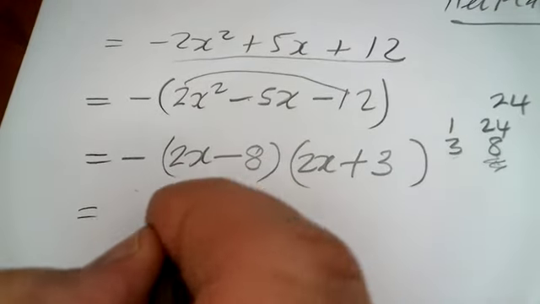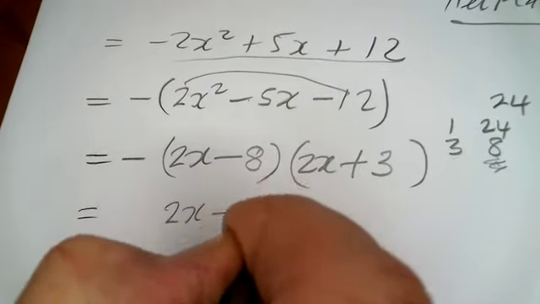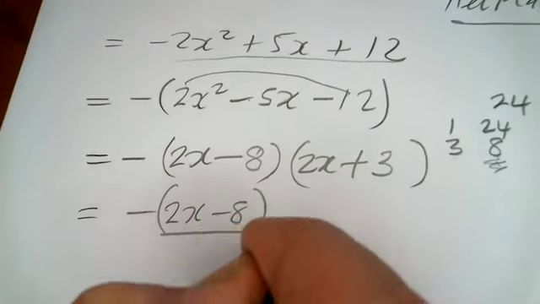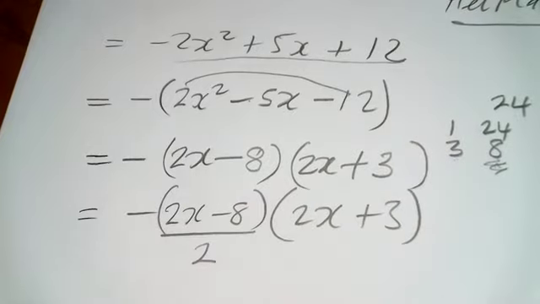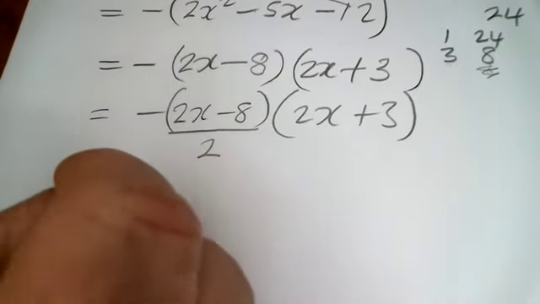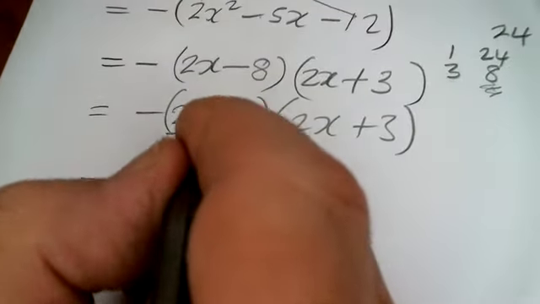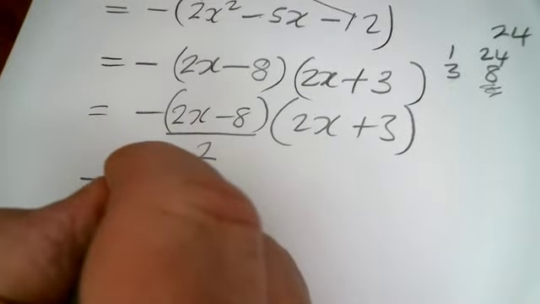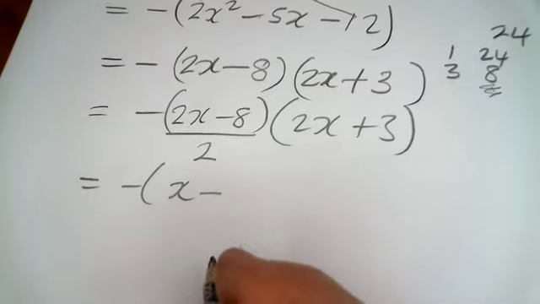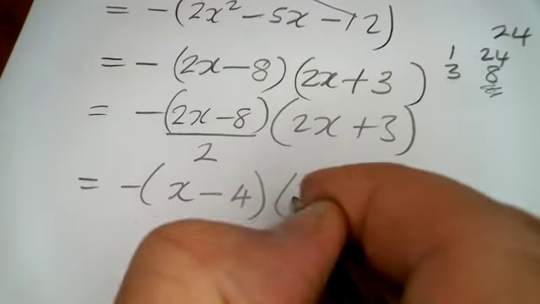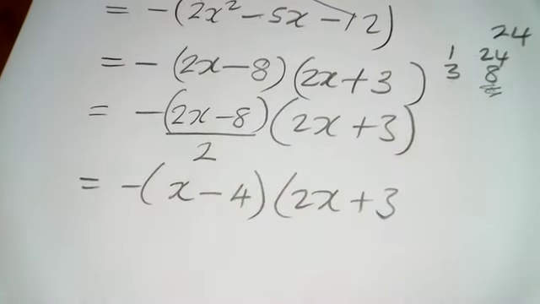We can say, if I've got 2x minus 8, I can divide that by 2. Whereas this bit here, 2x plus 3, I can't divide that. So let's see what we end up with. So 2 goes into 2 once, so that's going to be an x, minus, 2 goes into 8, or minus 8, minus 4 times. So we end up with 2x plus 3.